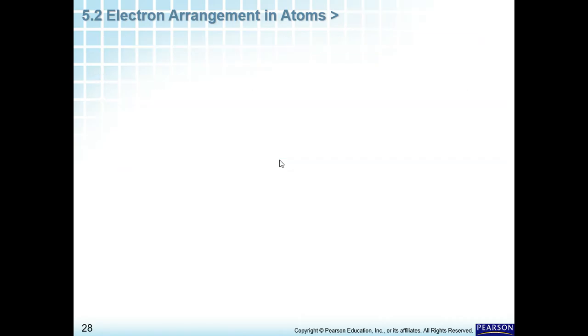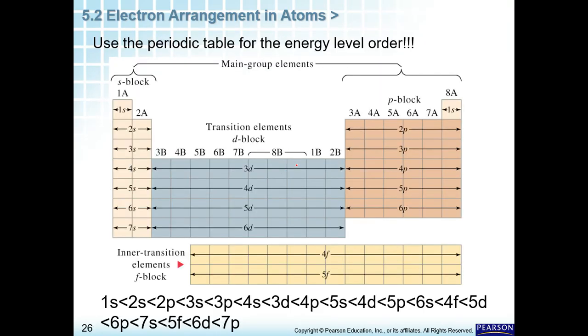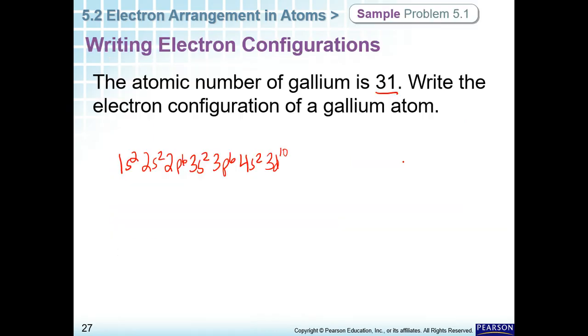If I look at what's after 3d, we're going to see that 4p is next. So I'm going to write 4p. P's can hold 6, but you can't go over 31. We only have 1 electron left, so this is going to be 4p1 because I only have 1 electron left.